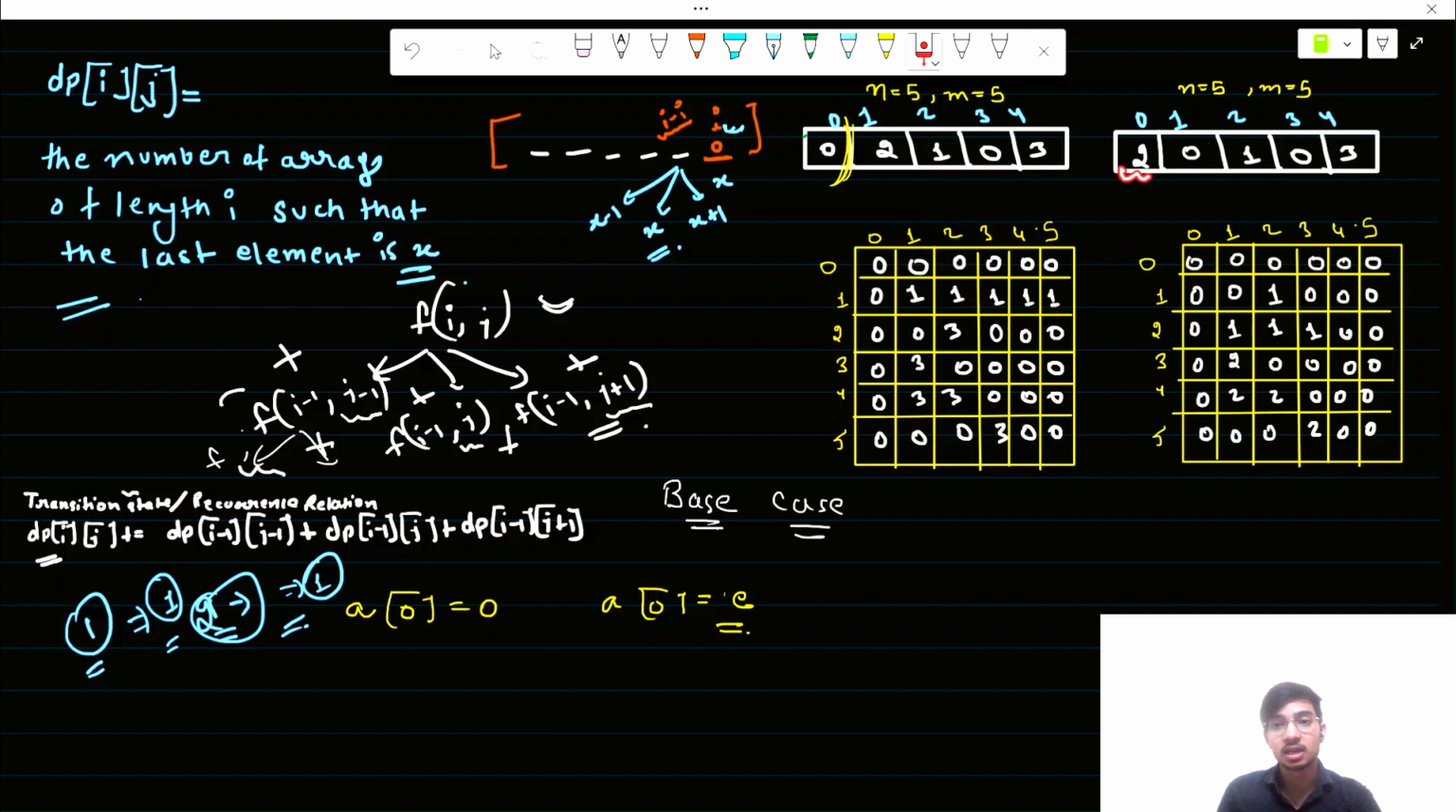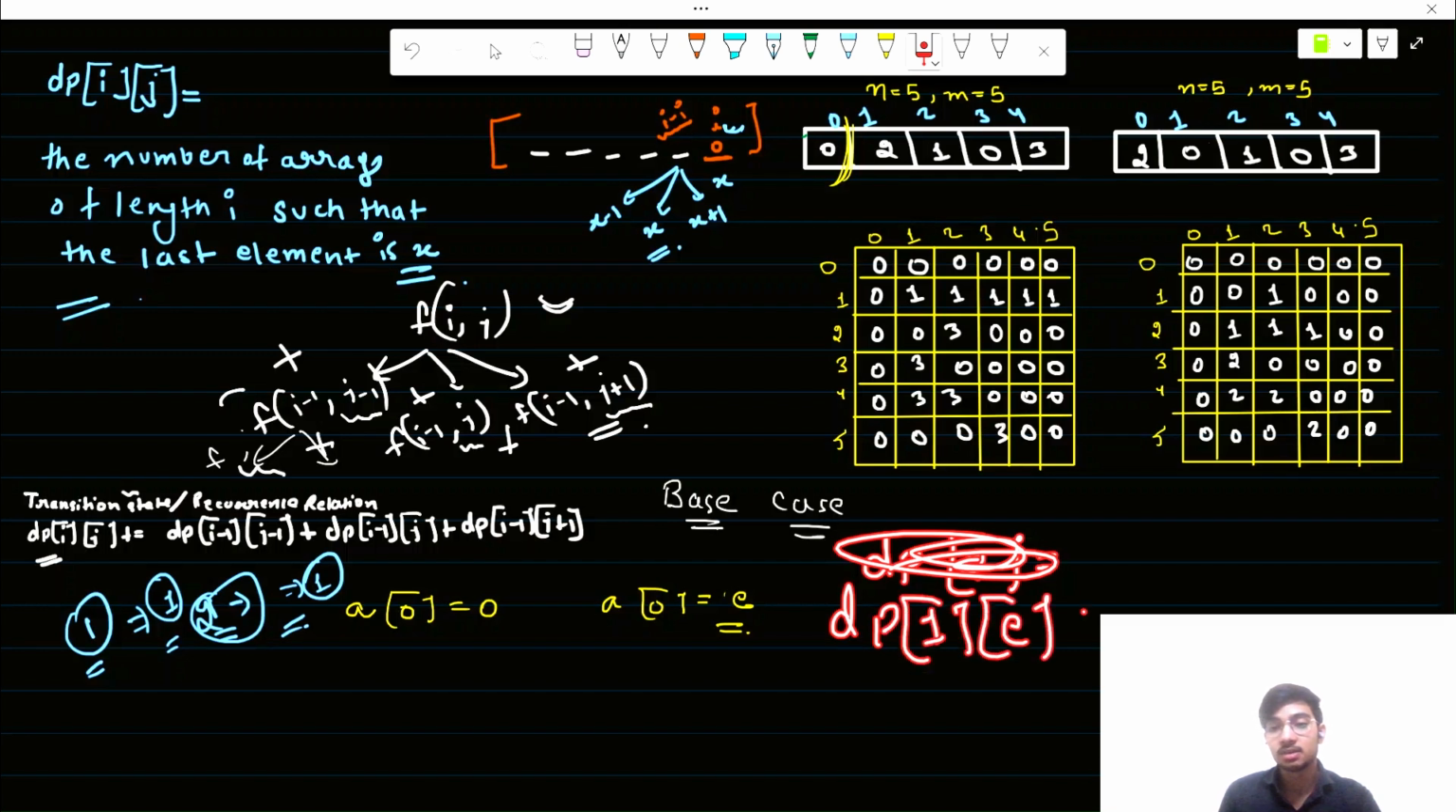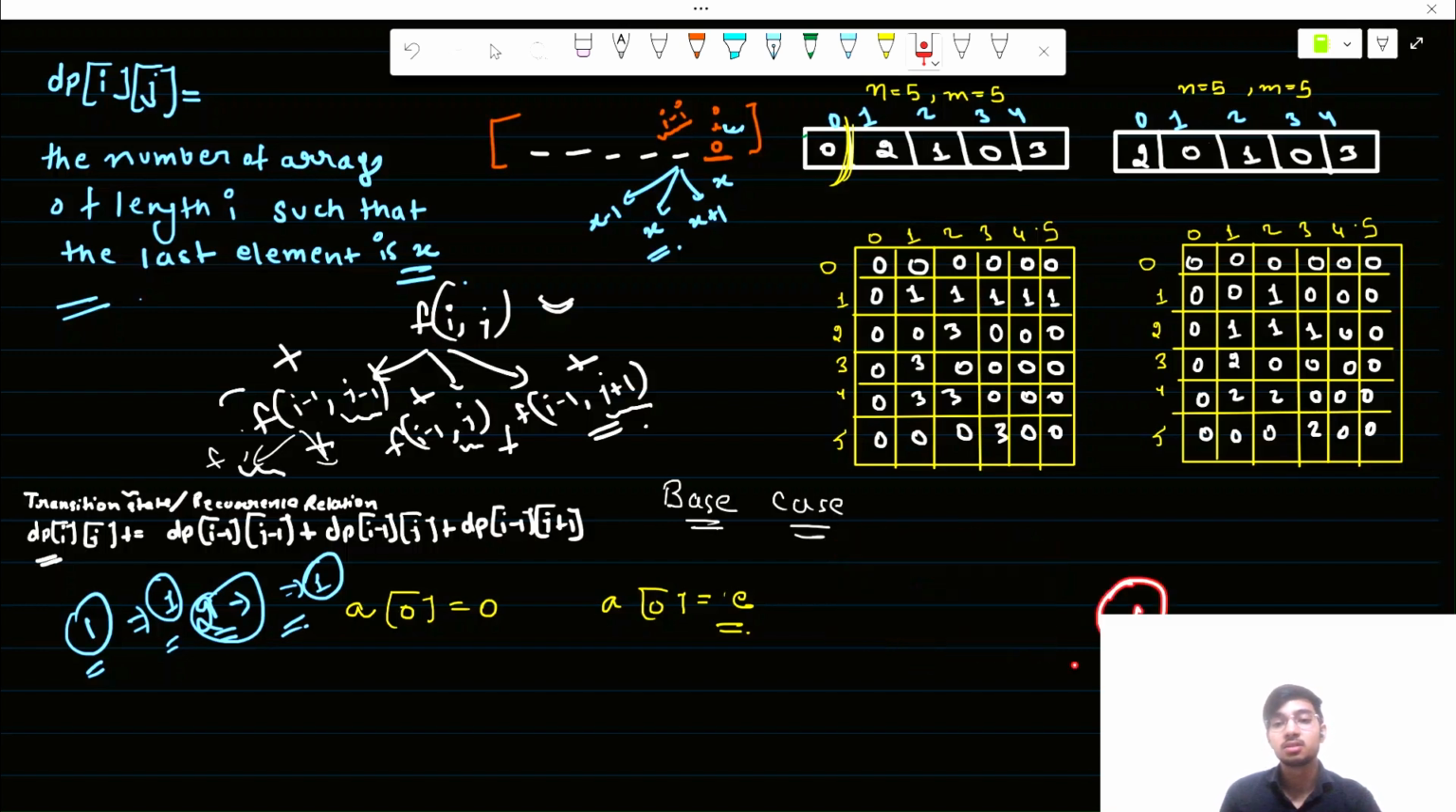Now if there is some element, the base case is that for that element, dp of 1 for that element, the number of arrays is 1, right? Why? Because you do not have any choices, so you have to fill with that number. Up to length 1, if you choose 2, there is only one possible array. This is the base case.